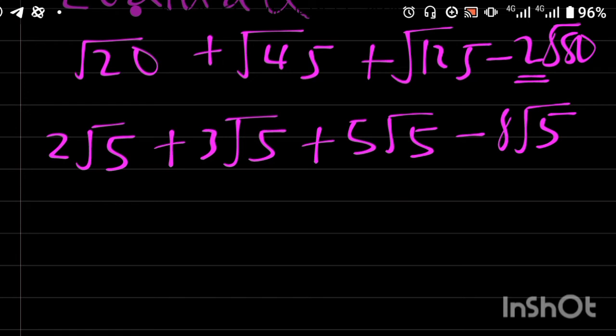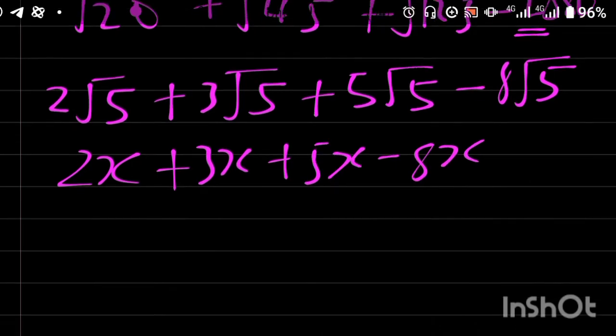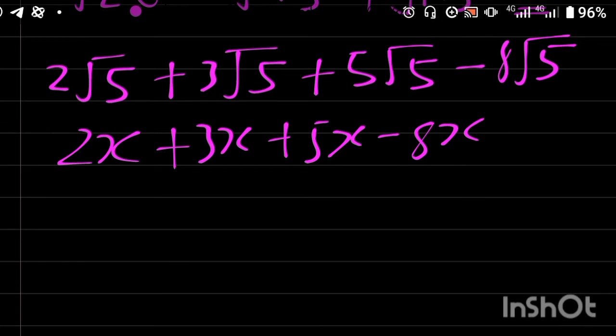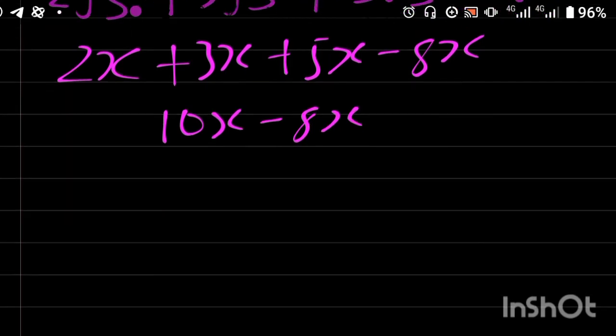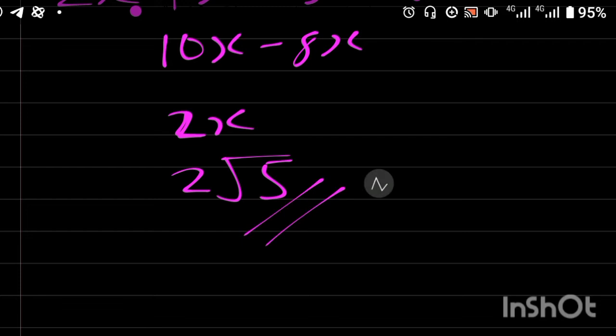Therefore, you can see that they are similar surds. If you get confused on how to summarize this or to work further on this, you can just take your root 5 to be x. So it's like I have 2x plus 3x plus 5x minus 8x. I believe you are used to that method. 2x plus 3x plus 5x is going to be 10x, minus 8x, that is 2x. But our x is root 5. Therefore, our answer is 2 root 5. We've gotten the final answer.